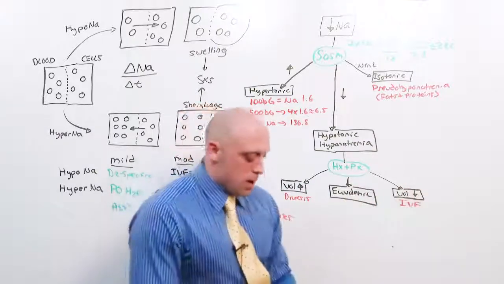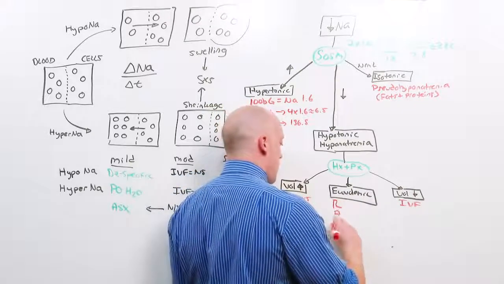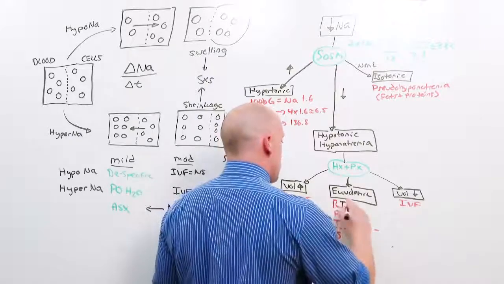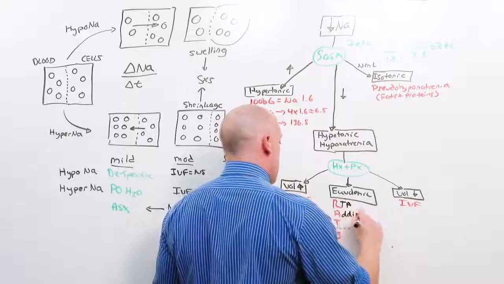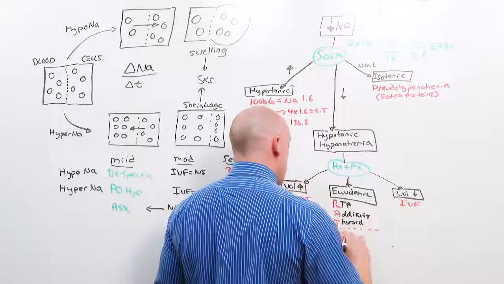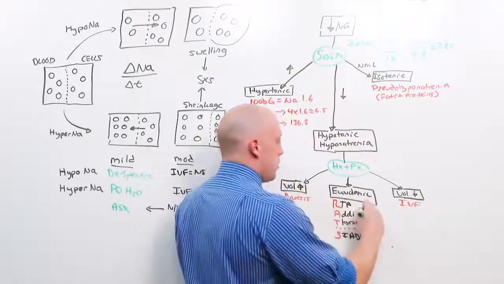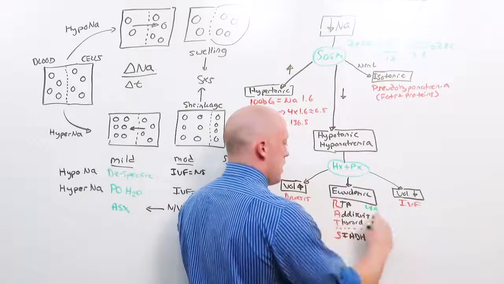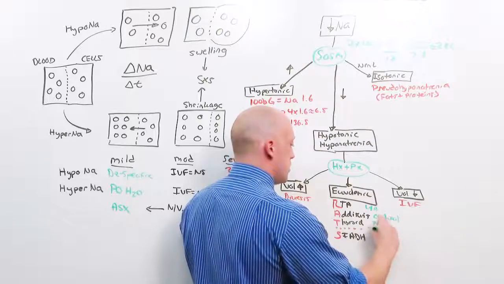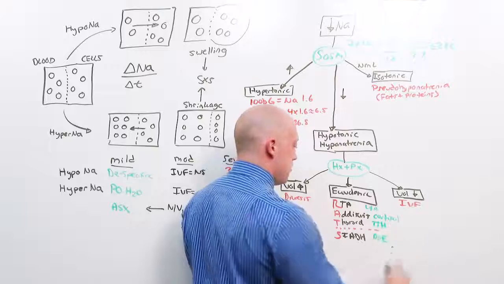Let's go with that. If you have euvolemia, you're going to use the mnemonic RATS, which stands for renal tubular acidosis, Addison's disease, thyroid disease, and syndrome of inappropriate ADH. You work up RTA with the urinalysis and urine lytes, Addison's disease with cortisol, thyroid disease with the TSH, and SIADH is a diagnosis of exclusion.